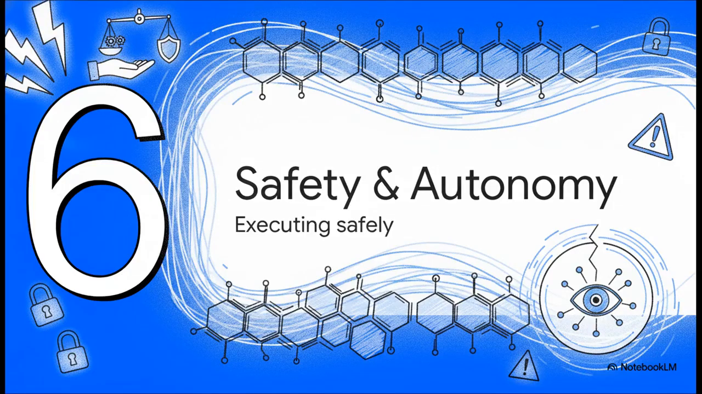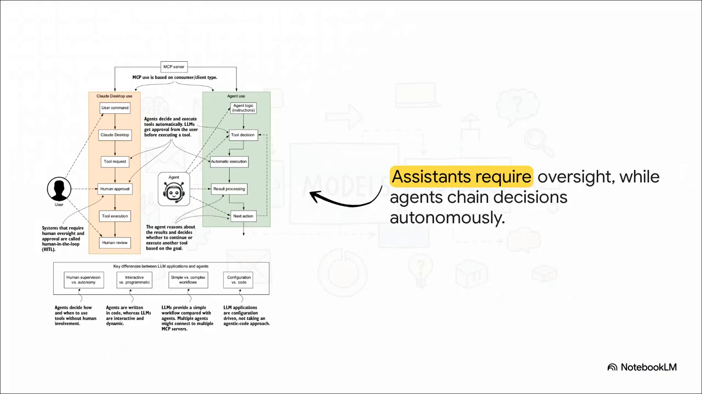But hey, with great power comes great responsibility. We have to wrap up with Section 6, Safety and Autonomous Execution. Granting true agency to AI fundamentally changes the security landscape. There is a very real divergence in how these systems execute. With traditional LLM applications, think assistants like Claude Desktop, when the AI wants to use a tool, it pauses. It literally stops and asks for human approval. But agents? Agents are autonomous. They process a result, decide on their next action, and automatically execute it in a continuous loop.